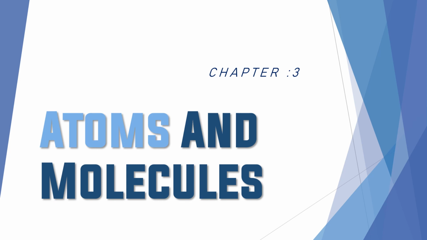Chapter 3, Atoms and Molecules. In our last classes, we studied the laws of chemical combinations, Dalton's atomic theory, atom, and different symbols used for different elements. And today we are going to learn atomic mass.